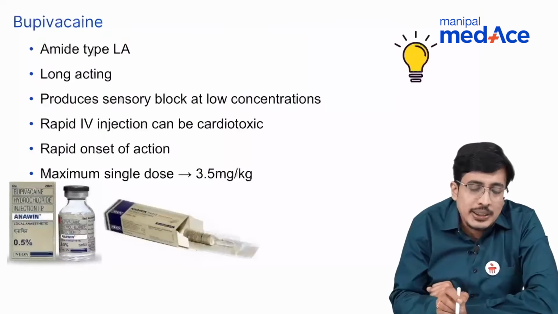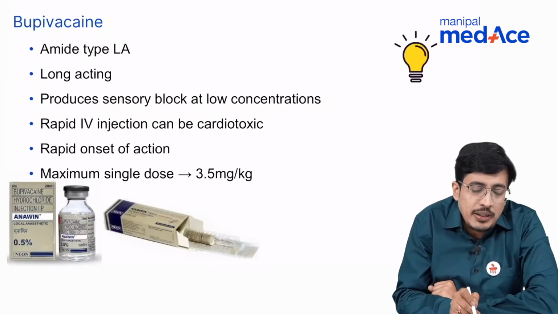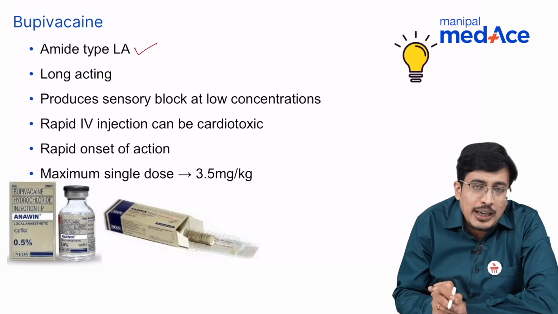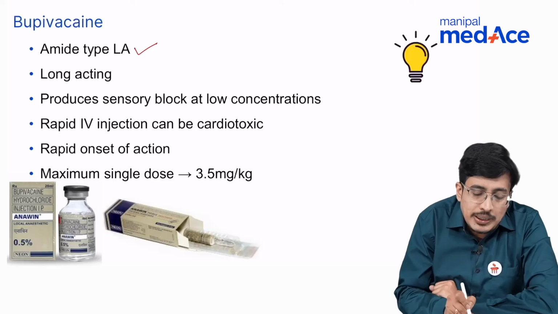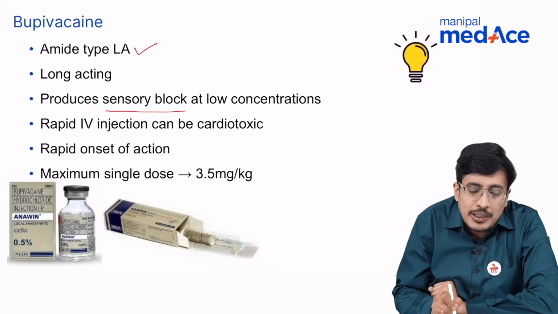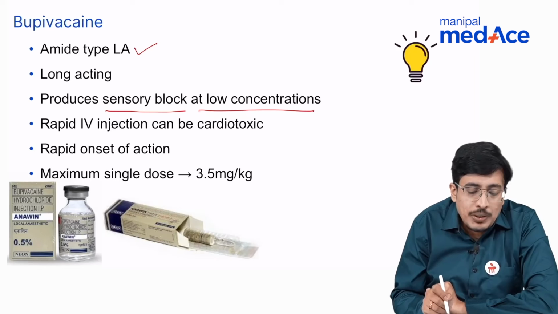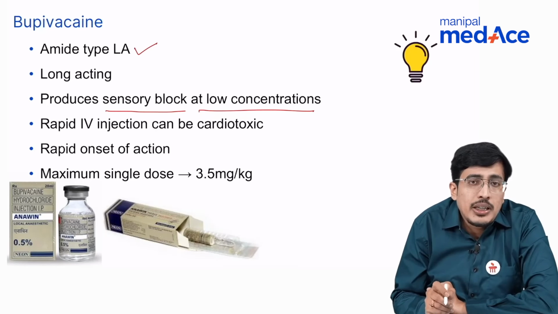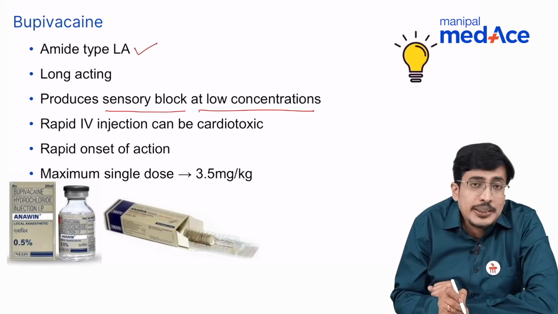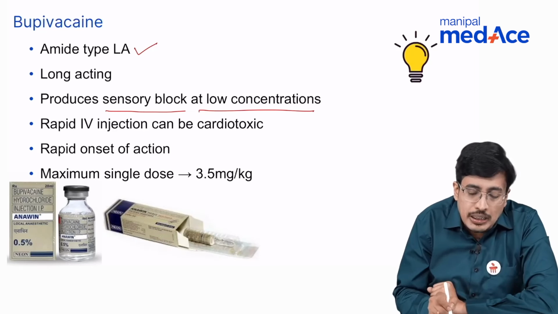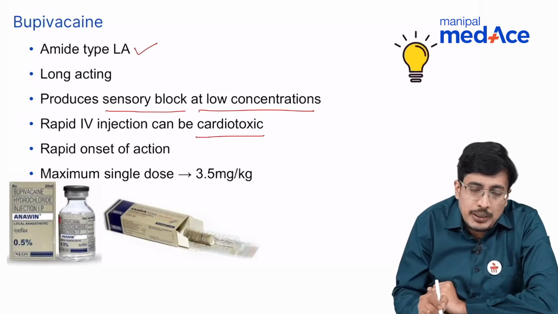Moving on to the next agent, that is bupivacaine. Bupivacaine is a long acting amide type of local anesthetic. It produces a dense sensory block at low concentrations. Again, when you want to give block, you can use both bupivacaine and lignocaine in a mixture to get the best block. Accidental rapid IV injection of bupivacaine can be cardiotoxic and the patient can have sudden circulatory collapse.